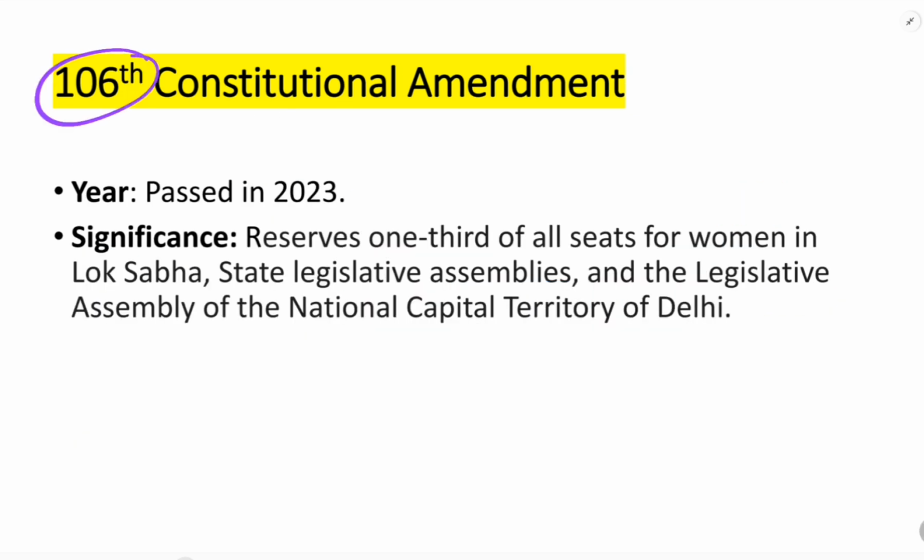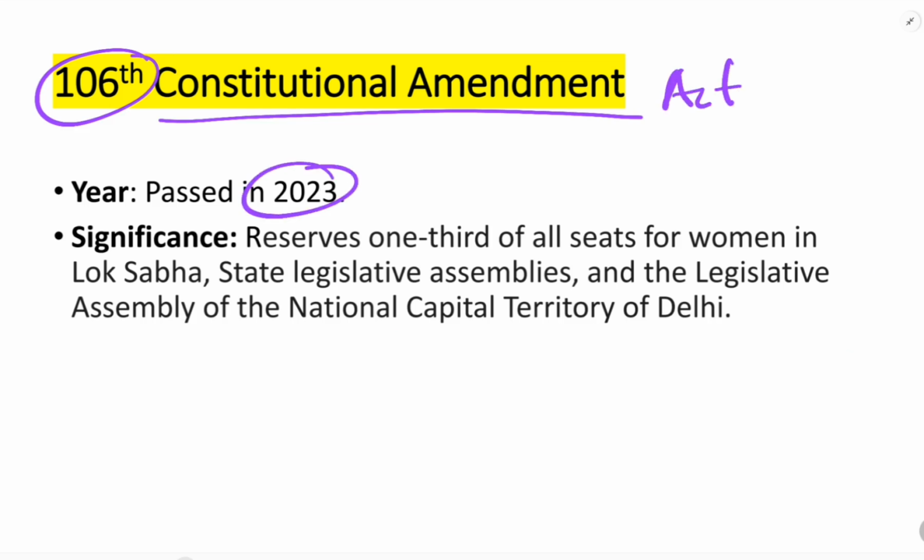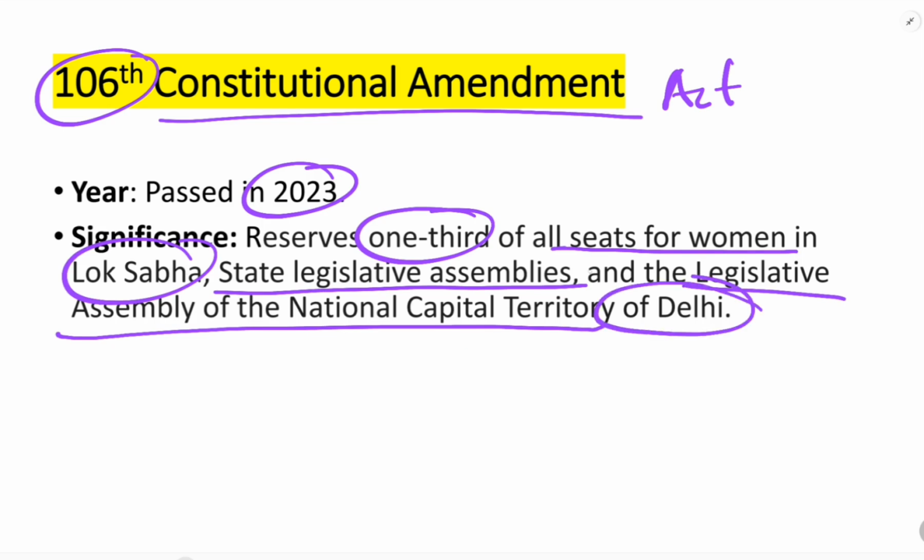Next we'll see the 106th Constitutional Amendment Act. This act was passed in 2023. It reserves 1/3 of all seats for women in the Lok Sabha, the state assemblies and the Legislative Assembly of the National Capital Territory of Delhi. This amendment gave 1/3 representation for women in the Lok Sabha, the state assemblies and the National Capital Territory of Delhi. You should remember the 106th Constitutional Amendment Act is related to the reservation of 1/3 seats for women in the Lok Sabha and the state assemblies.